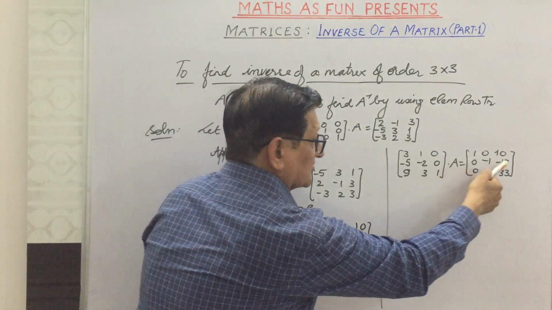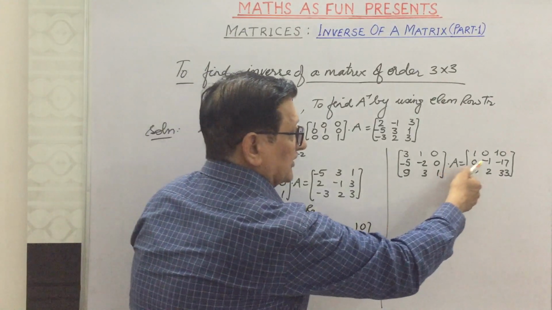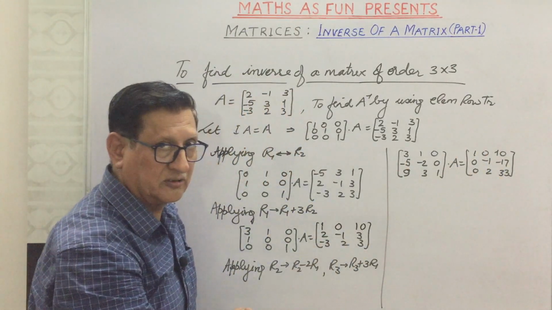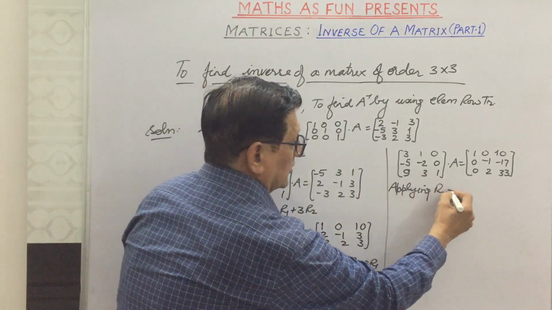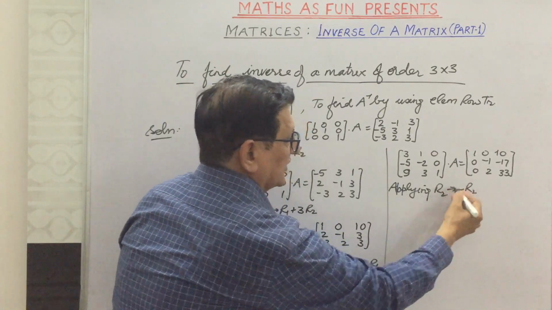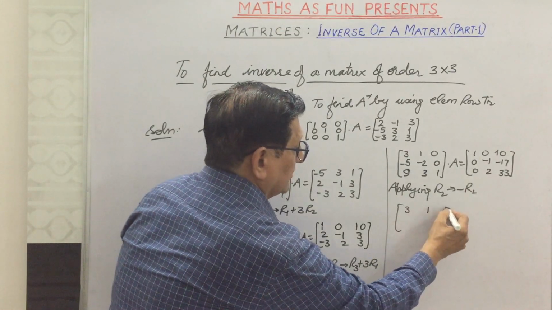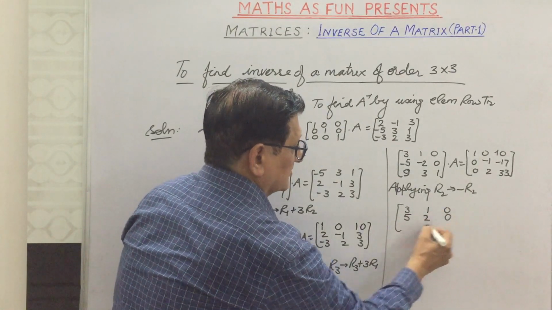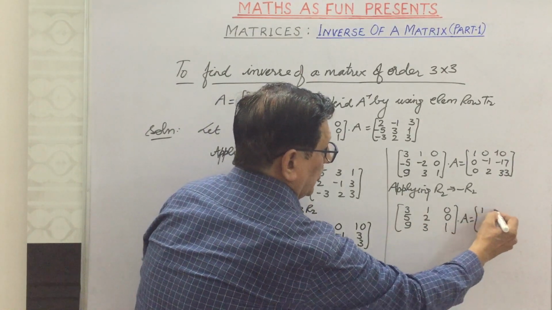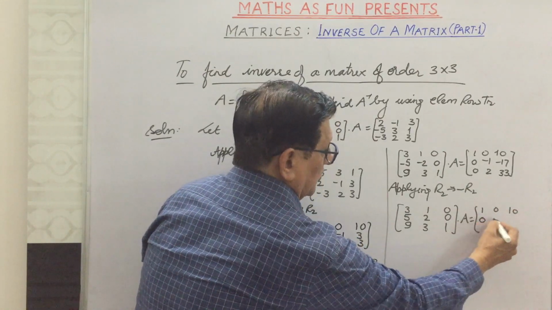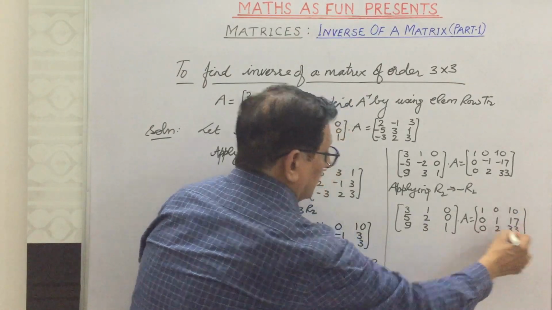Now we will make this as 1. A2,2 we are making 1. For that we can multiply R2 with minus 1. So we can apply here in row 2, that is minus row 2, multiplying with minus 1. And we are getting here [3, 1, 0; 5, 2, 0; 9, 3, 1] into A equal to [1, 0, 10; 0, 1, 17; 0, 2, 33].